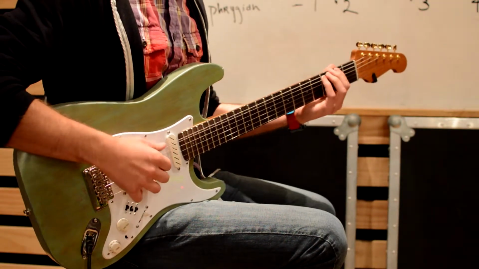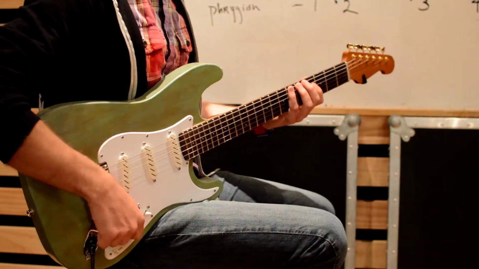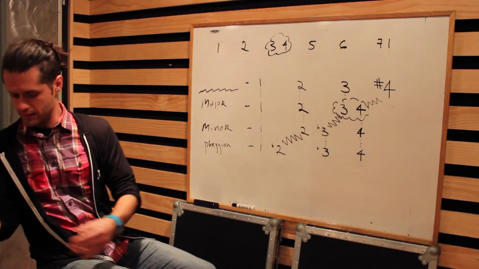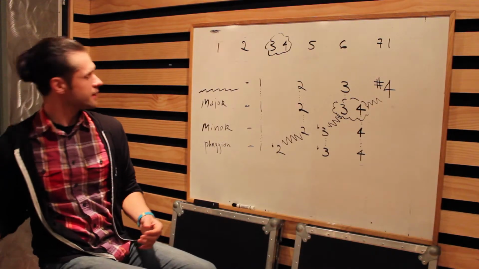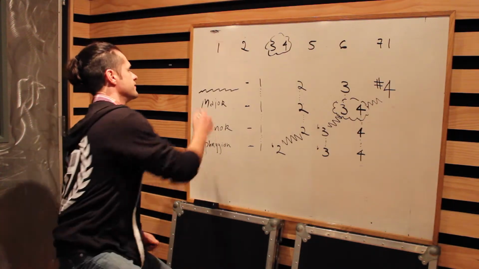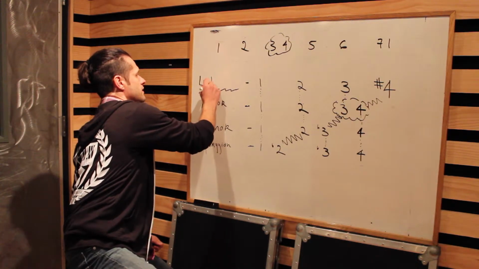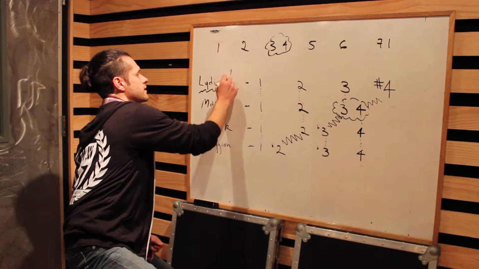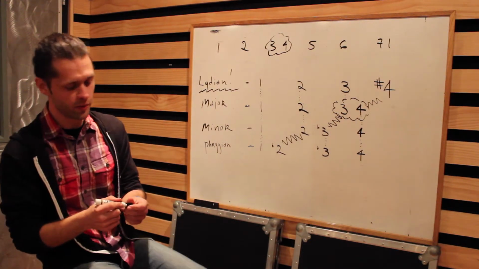4 notes major. That's the 4 notes at the top, and I'm going to write the name of that one down because I just realized I forgot to do that. That is 4 notes Lydian. And that is the 4th way to play 4 notes.